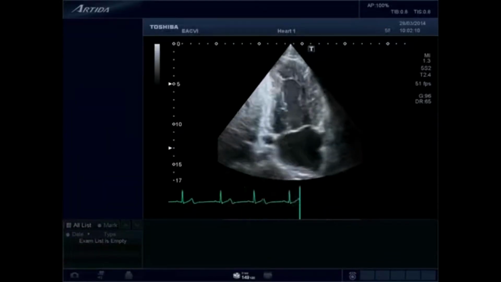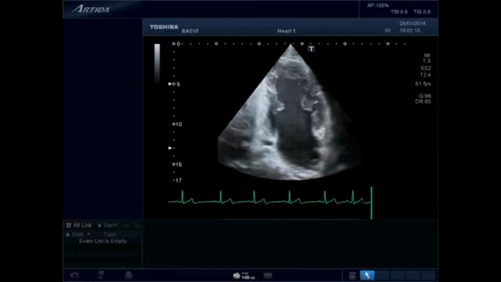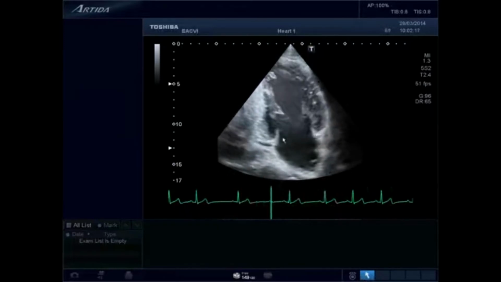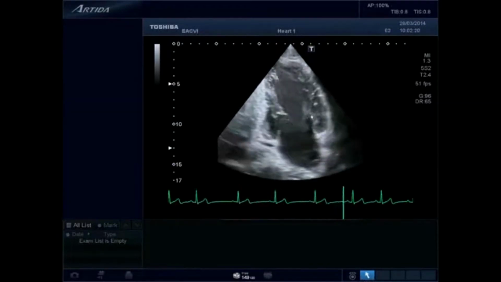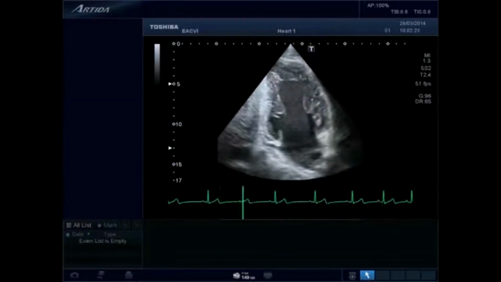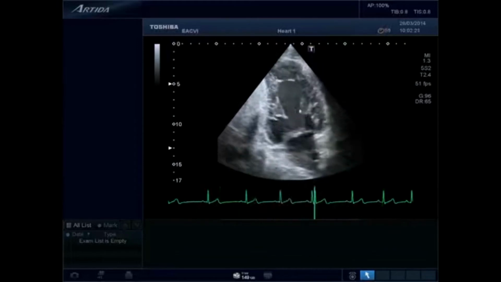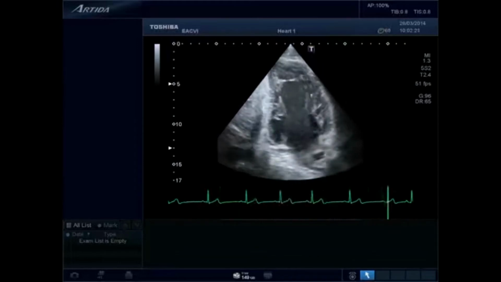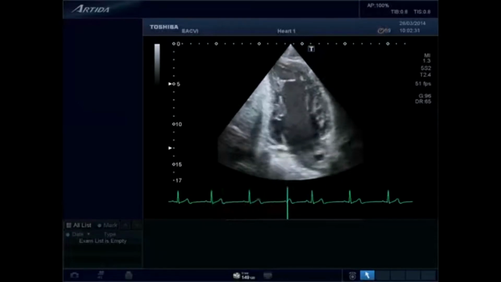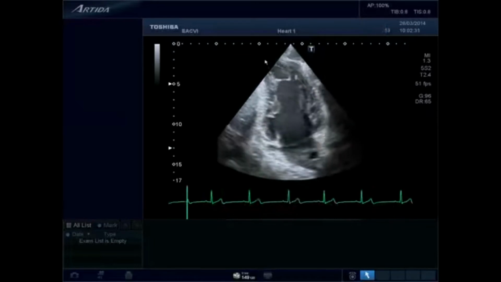So here I'm able to appreciate the left atrium. I can use that view in order to assess also the left atrial volume. I see the mitral valve, and you have to see the 2 papillary muscles in order to be sure to be in a 2 chamber view. You have the anterior wall of the left ventricle and the inferior wall of the left ventricle.